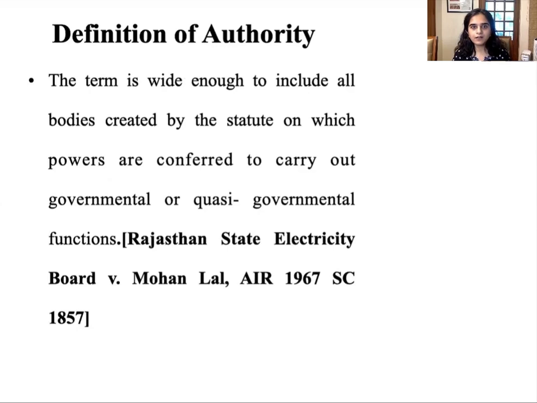The term authority was defined for the first time in Rajasthan State Electricity Board. It was wide enough to include all bodies created by the statute on which powers are conferred to carry out governmental or quasi-governmental functions. This statement was used in the context of determining the scope of the Rajasthan State Electricity Board. Hence, it was held that since this board has the powers to make quasi-governmental decisions, and it is dealing with the deputation of employees, it would fall within the ambit of authority, and therefore the term authority was determined by the Apex Court as all constitutional and statutory bodies would be considered state.